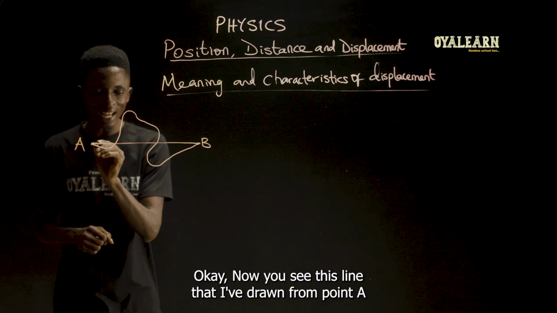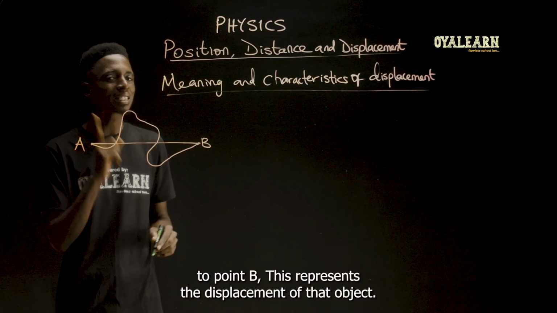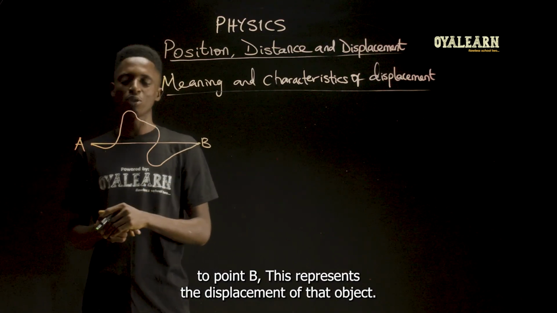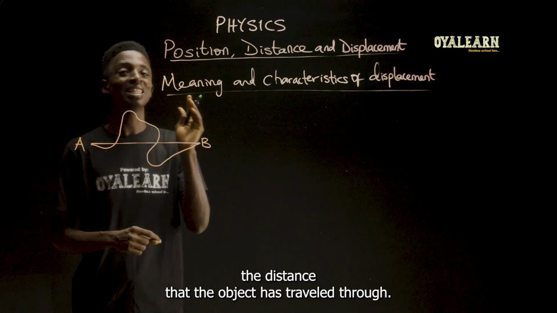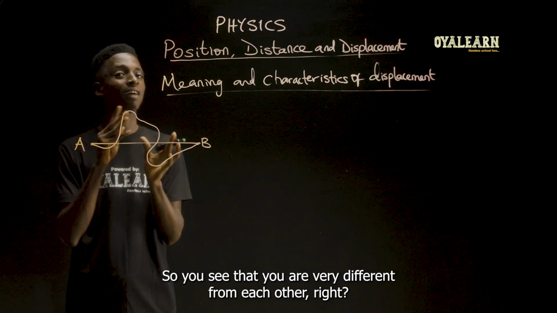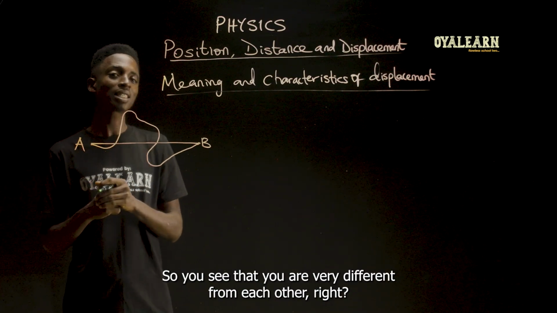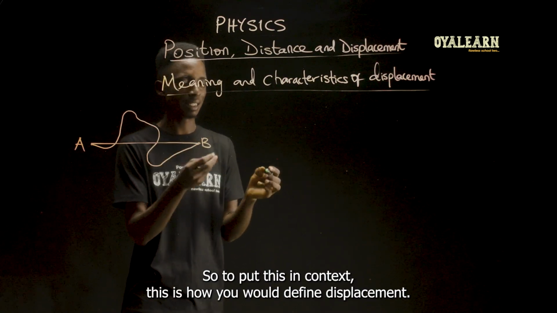Okay? Now you see this line that I've drawn from point A to point B represents the displacement of that object, while this winding part represents the distance that the object has traveled through. So you see that they are very different from each other, right? So to put this in context, this is how you would define displacement.